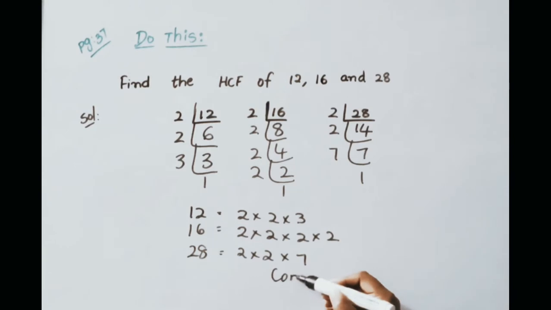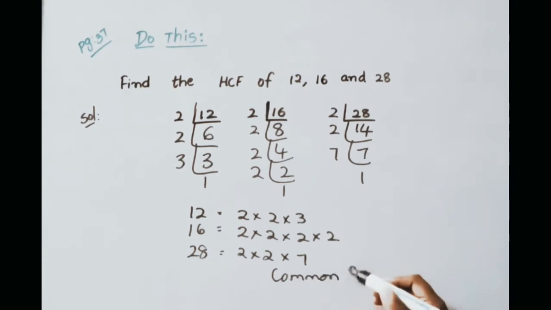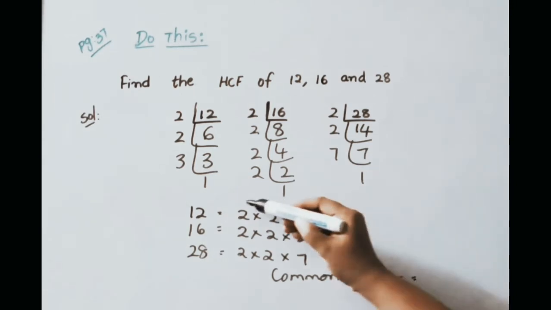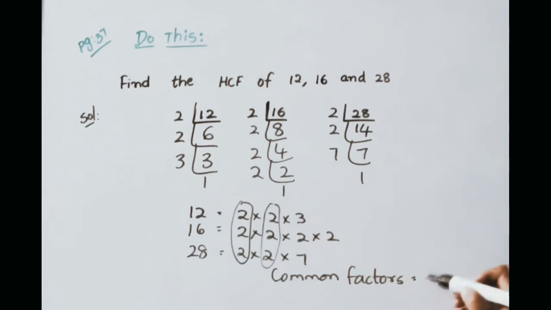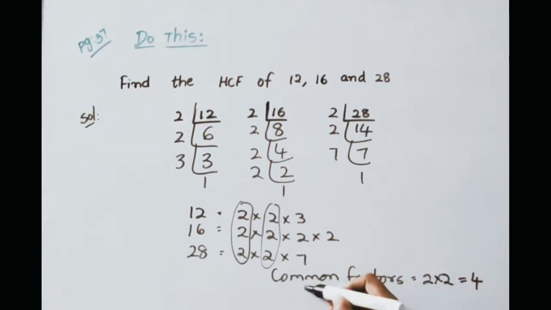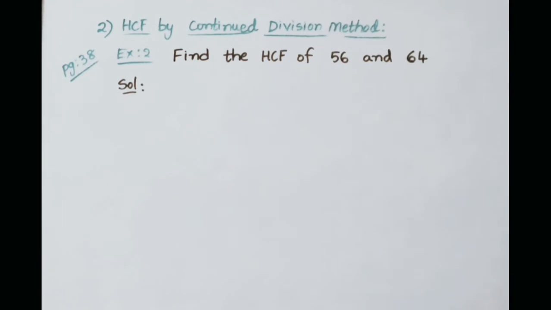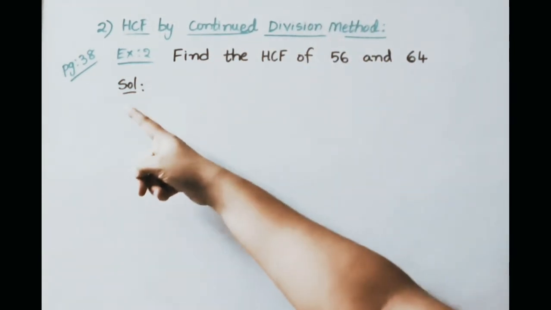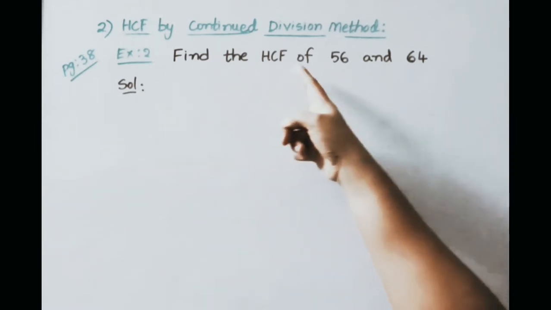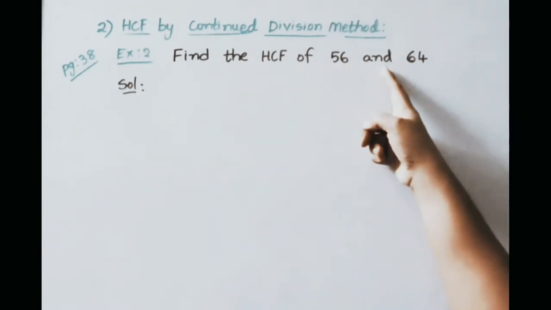Now write down common factors. In all three numbers, which are common? 2, 1 more 2. So write down 2 into 2, that equals to 4. Therefore, HCF equals to 4. See the second method, HCF by continued division method. See page number 38, example 2, find the HCF of 56 and 64.